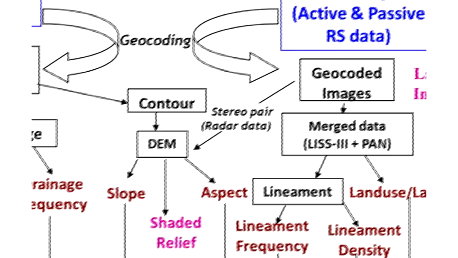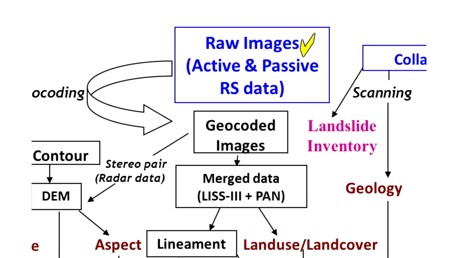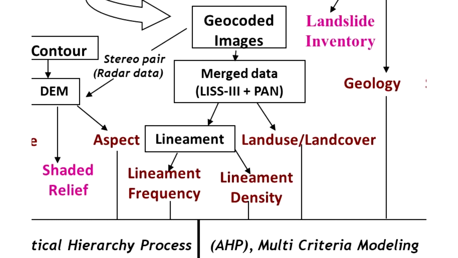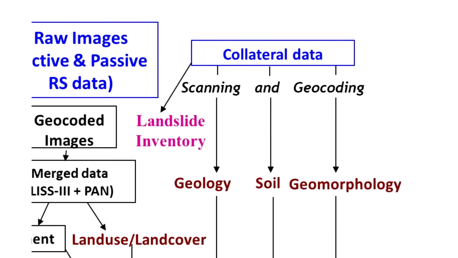Then we procured the raw images, that is active and passive remote sensing data, from NRSA, and we geocoded the images. We merged the data of LISS 3 and PAN, and from this we derived the layers of lineament and land use land cover. From lineament we prepared the lineament frequency, and we also studied the lineament density. Third was the collateral data, which we collected from different sources. We scanned and geocoded it, and we made the landslide inventory map.